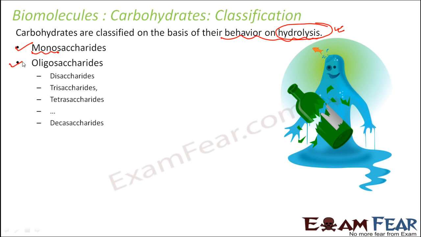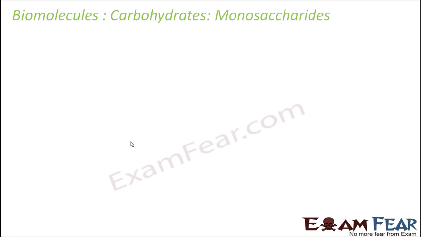Next is oligosaccharides. Oligo means few. So under oligosaccharides you have di, tri, tetra till deca. That means 2 to 10. So mono is 1. Oligo is 2 to 10, that means 2 to 10 units of sugar. And the last one is polysaccharides. Poly means many. So these are the three types of carbohydrates: monosaccharides, oligosaccharides and polysaccharides. Now we will talk about each of them gradually. So let us start our discussion with monosaccharides.